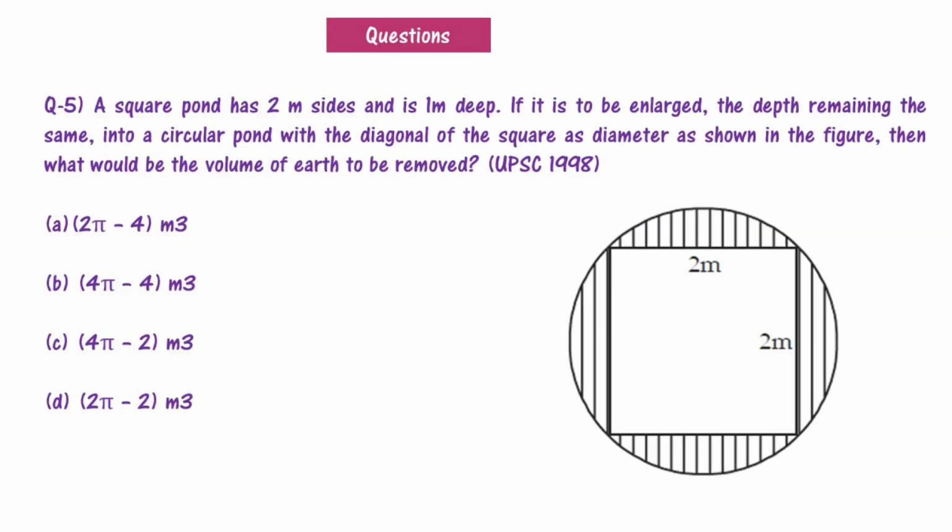Now let us move towards the UPSC 1998 question, which says a square pond has 2 meter sides and is 1 meter deep. If it is to be enlarged, the depth remaining the same, into a circular pond with the diagonal of the square as diameter as shown in the figure, then what will be the volume of the earth to be removed? Options are 2 pi minus 4 meter cube, 4 pi minus 4 meter cube, 4 pi minus 2 meter cube, 2 pi minus 2 meter cube. Please solve this question.